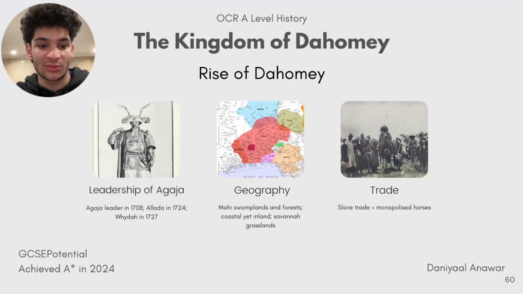So obviously he was important in the rise of Dahomey because he took those two major regions and made them his own, so he could engage in trade there. He could establish his, I guess, authority. So you could argue that he was the most important reason for the rise of Dahomey.